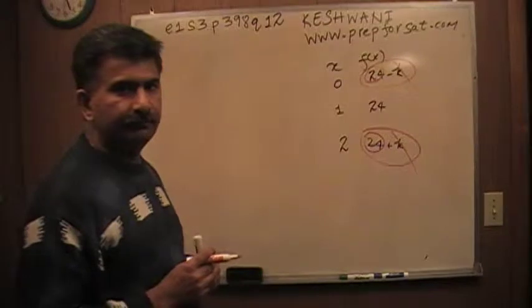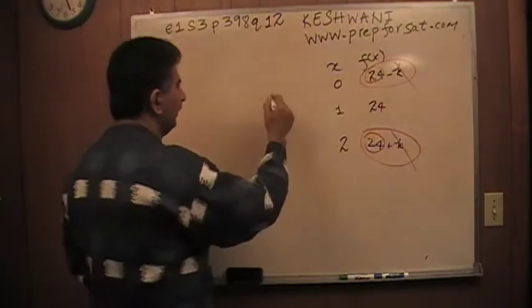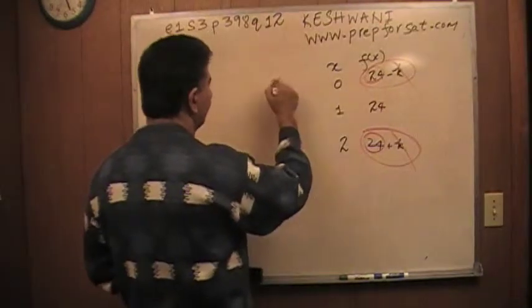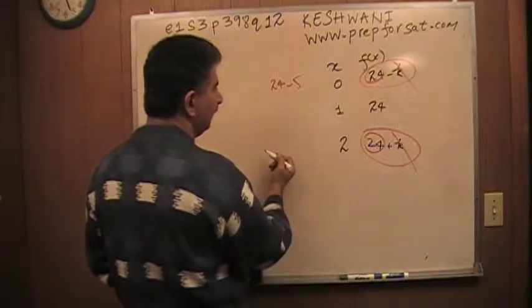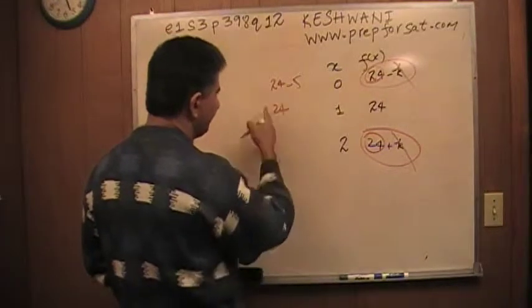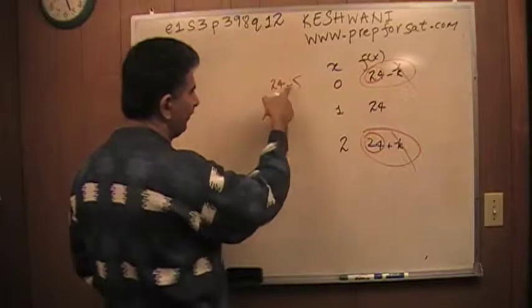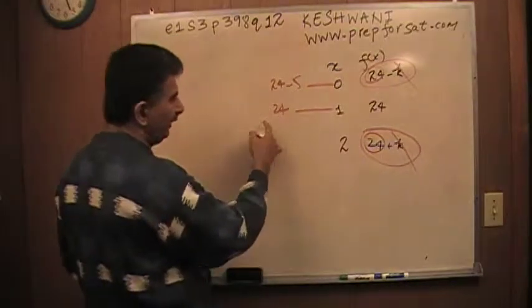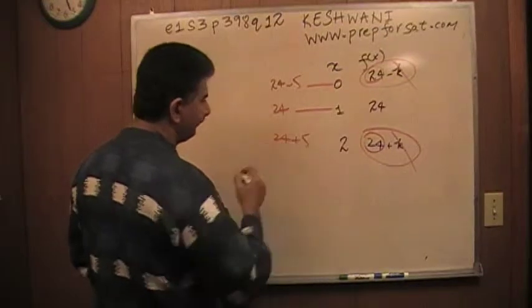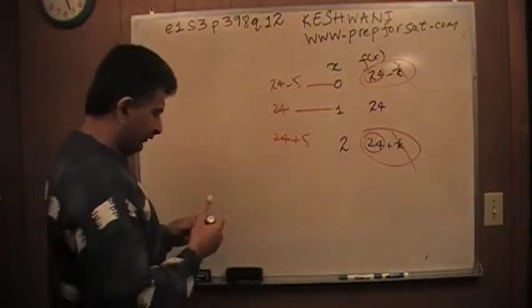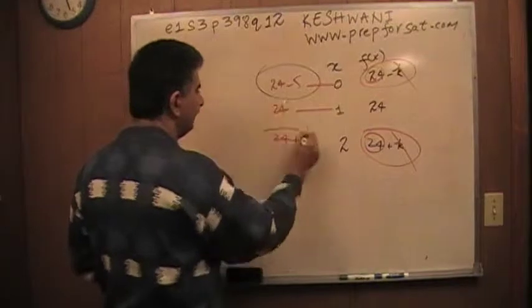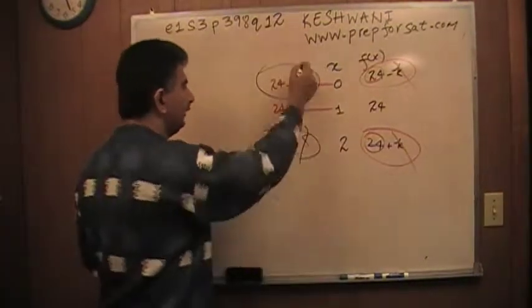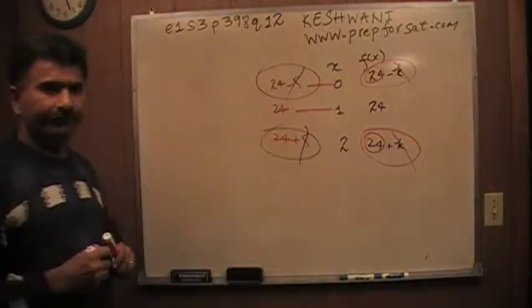You see? Exactly. For example, if before, when x is 0, it was 24 minus 5, and it went up to 24 at 1, which means it went up by 5. Well, it can go up by 5 again. What's going to be the value of this guy and this guy? Well, it's going to be 48. You see it? That's all.